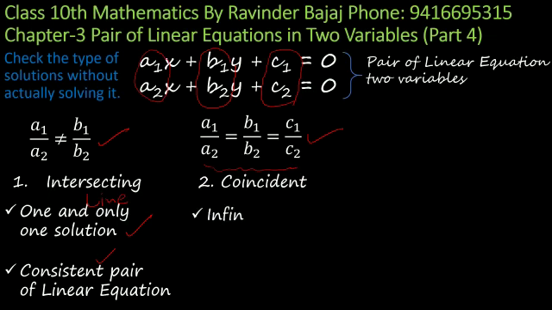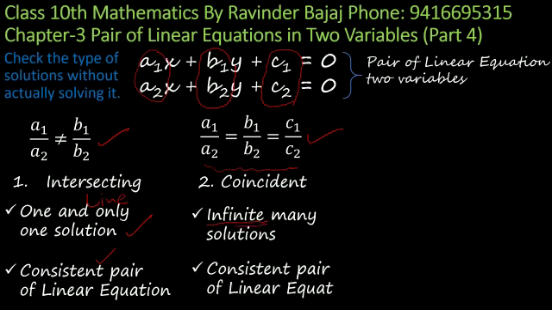And if two lines are coincident, then how many solutions are there? Infinite solutions are there. So infinitely many solutions, and this is also a consistent pair of linear equations because it has a solution. And the third one is A1 upon A2 is equal to B1 upon B2 is not equal to C1 upon C2. See carefully: here it is equal to, and here it is not equal to.